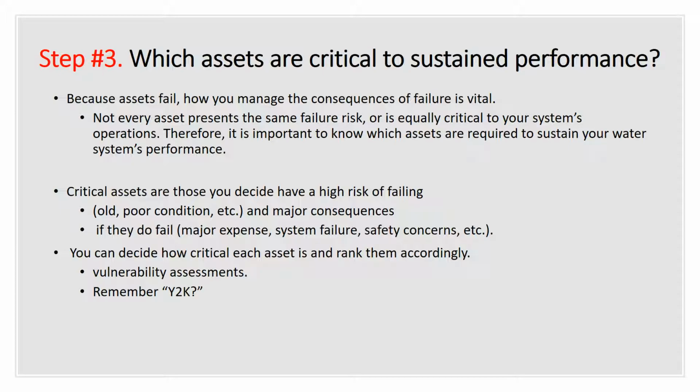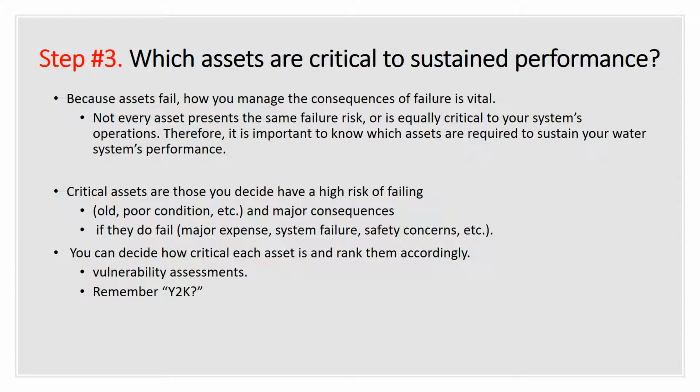So critical assets are those you decide that have a high risk of failing. And part of the grading from the ASCE is to know those and group those together, and you tackle those first. If they do fail, you need to understand what the major expense is, the impact to the community, and any safety concerns, and any failure modes downstream that will happen because of this juncture, this failure in this system. So you can decide how critical each asset is and rank them accordingly. And these are called vulnerability assessments.